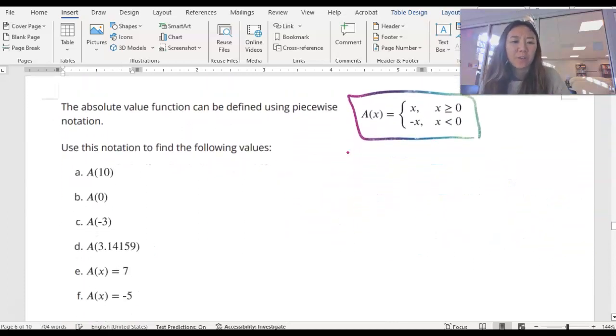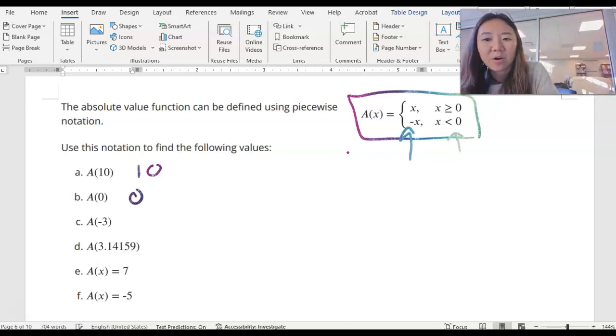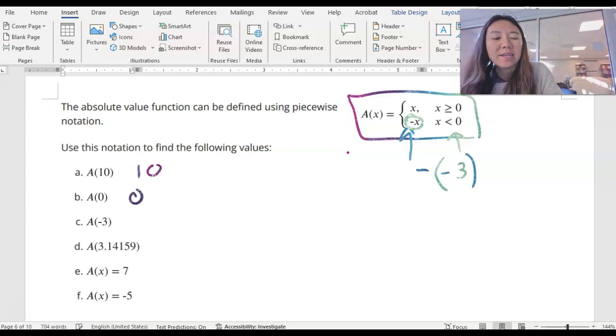Use this notation to find the following values. So when I input 10, I get 10. When I input 0, I get 0. When I input negative 3, because negative 3 is less than 0, I would put negative of negative 3, because this is part of that equation. And a negative becomes a positive 3. This is going to just be 3.14159, which is your pi.